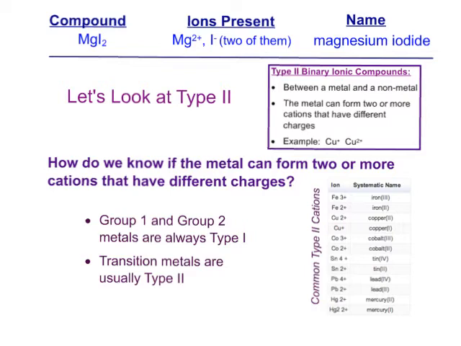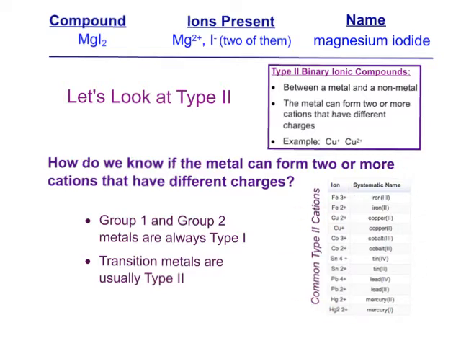So how do we know if the metal can form 2 or more cations that have different charges? And like we said, group 1 and group 2 metals are always type 1. That's a definite. Transition metals are usually type 2. So here are some common type 2 cations.